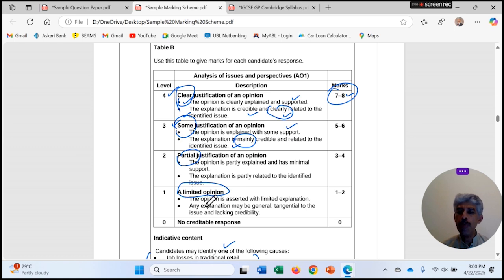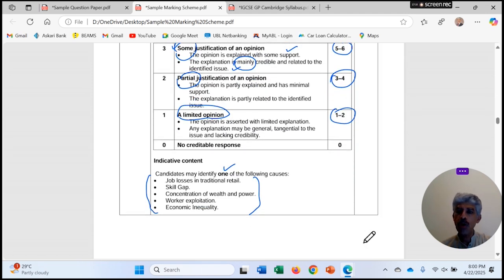And if a limited opinion is given, the student can gain only 2 marks out of 8. If partial justification of an opinion is given, students can get maximum 4 marks out of 8. If some justification of opinion is given, students can get 6 marks. And if clear justification of opinion is given, clearly related to the identified issues, and source reference is given, then the student will be able to attain 8 marks. So this is how the students will respond.